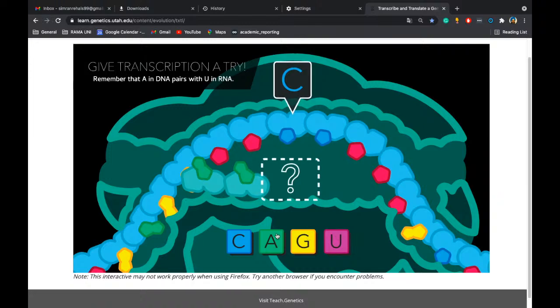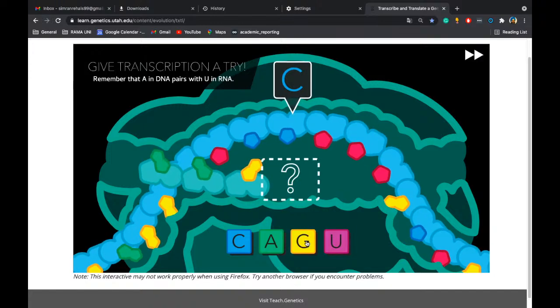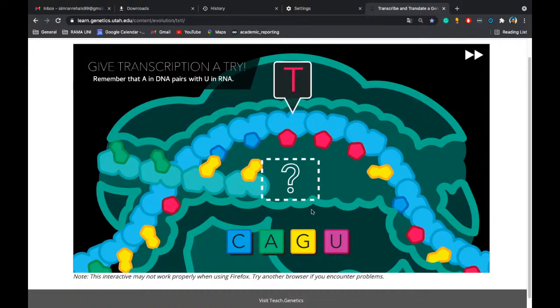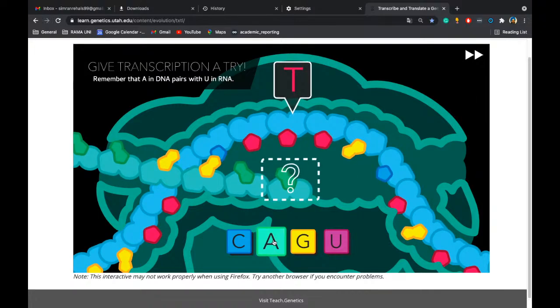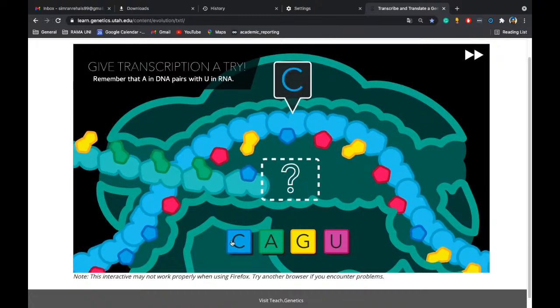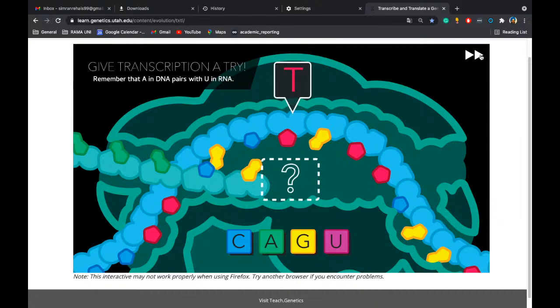A, C, T. T is not there. Maybe G. C will pair with maybe G. T will pair with U, right? T will pair with the U, isn't it? Oh no, it's A actually. T with A, and G might pair with C. Yes. C will pair with G. So like this, it will continue.